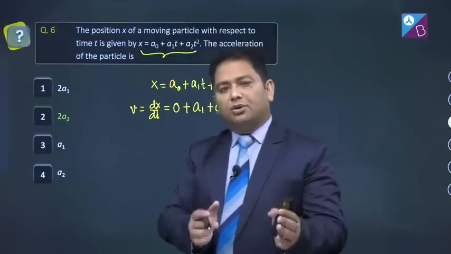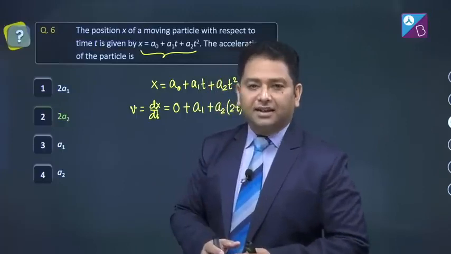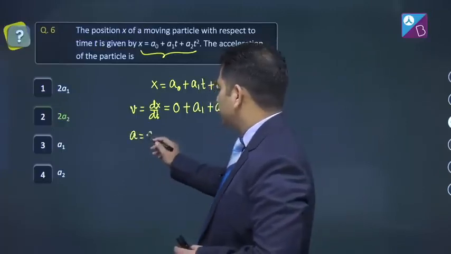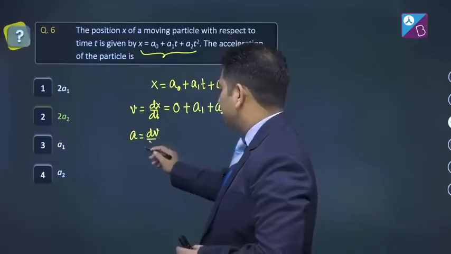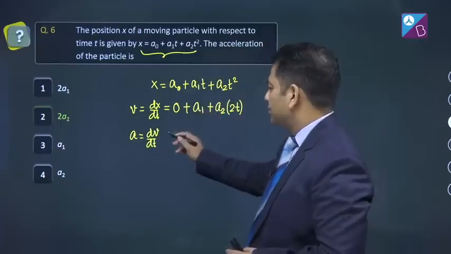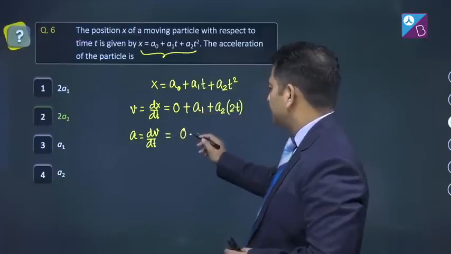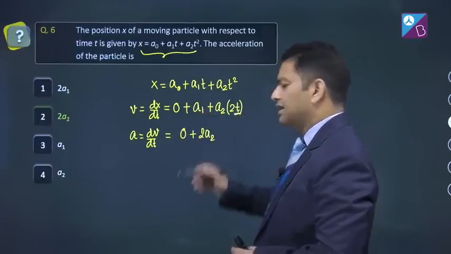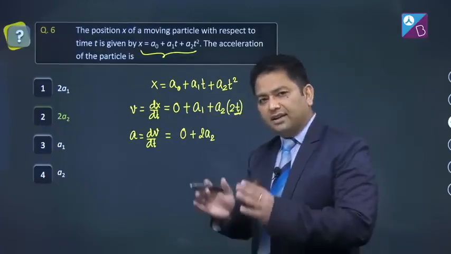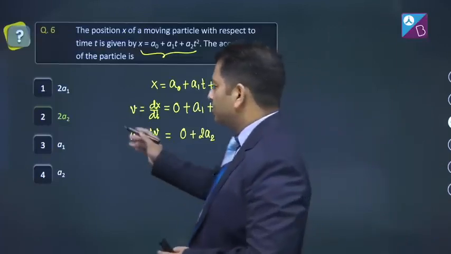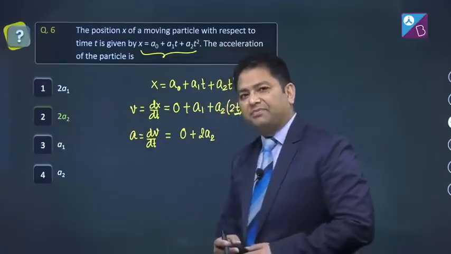But furthermore, the question asks about acceleration. तो acceleration निकालने के लिए a is equal to the derivative of velocity with respect to time. Now a1 being constant, the derivative will be 0 plus 2a2 is constant, derivative of t, that is of course 1. यानी इस question के लिए the value of acceleration is 2a2, option number 2 is there.